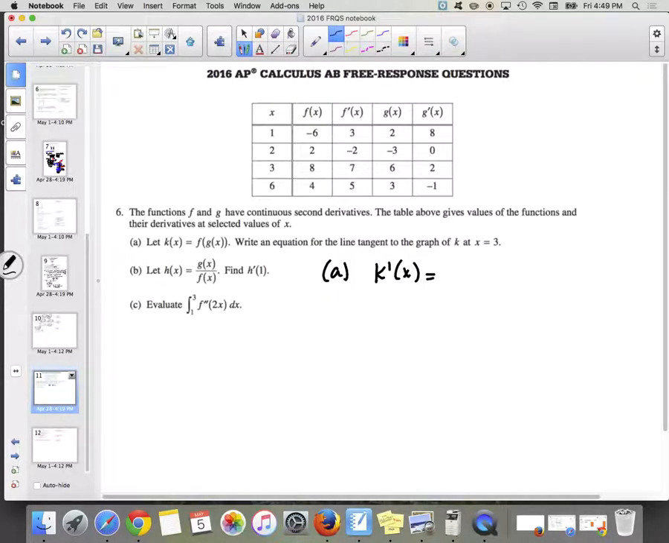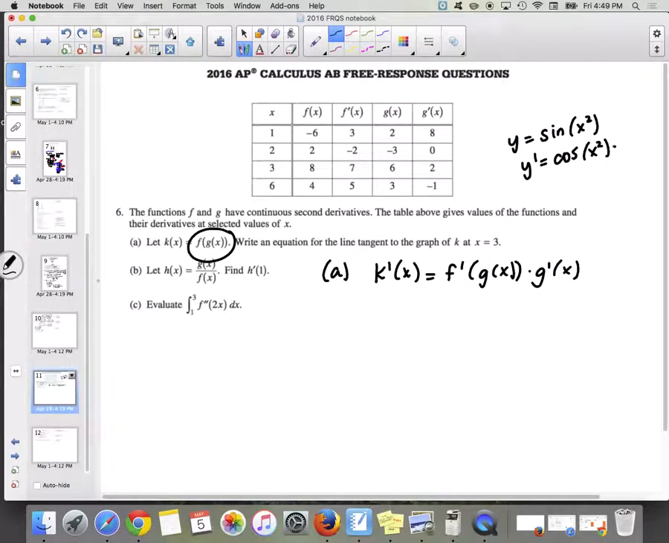And the derivative of f of g of x is going to be f prime of the inside times the derivative of the inside. That is the chain rule. The example I always give you is sine of something like x squared or 2x or whatever. Its derivative is cosine, so that's our outer function, but we keep the inside the same, and then we multiply by the derivative of the inside. We've done that many, many times.